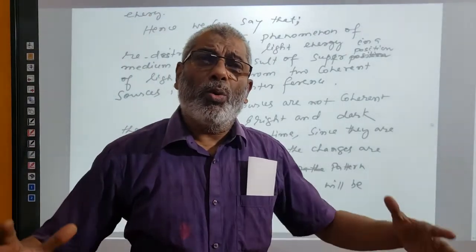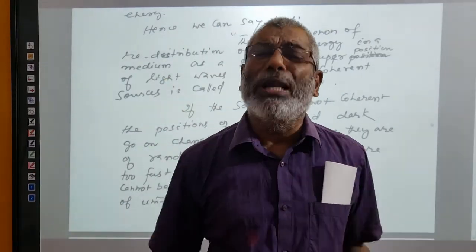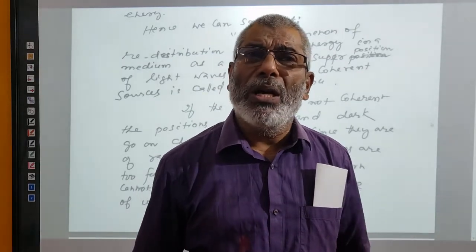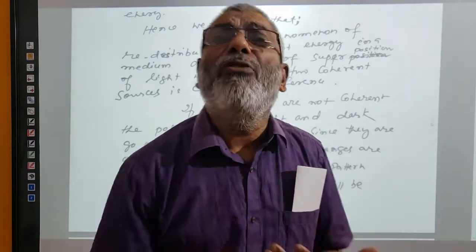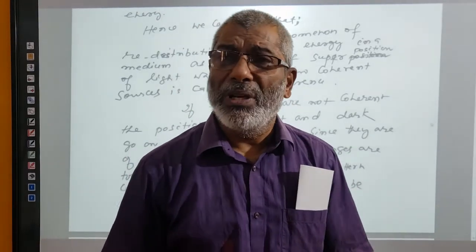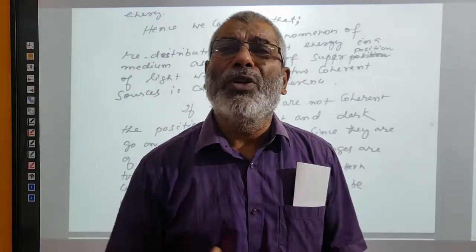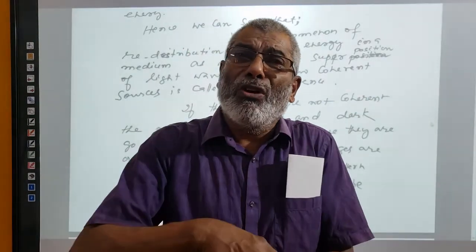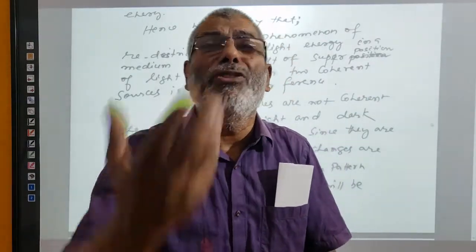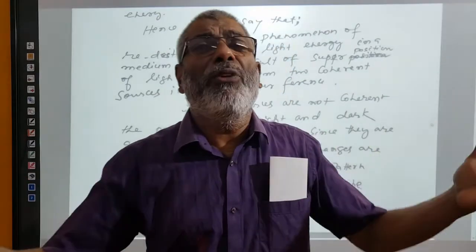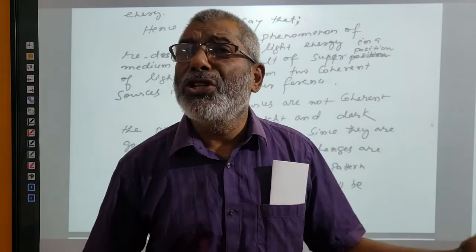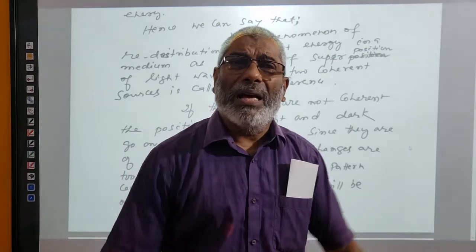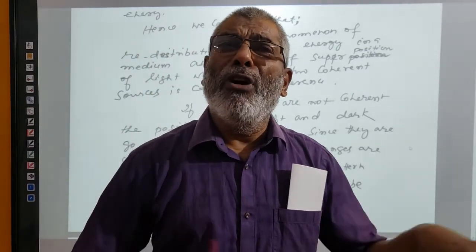Now I tell you, if the 2 sources of light are not coherent, that means the 2 waves coming out from these sources do not have a constant phase difference or 0 phase difference. Their phase difference goes on changing with time. When the phase difference between 2 waves keeps changing with time, the positions of brightness and darkness also keep changing. This process is very, very fast, so it feels like no interference is taking place. Hence the observer feels that the screen has uniform illumination.